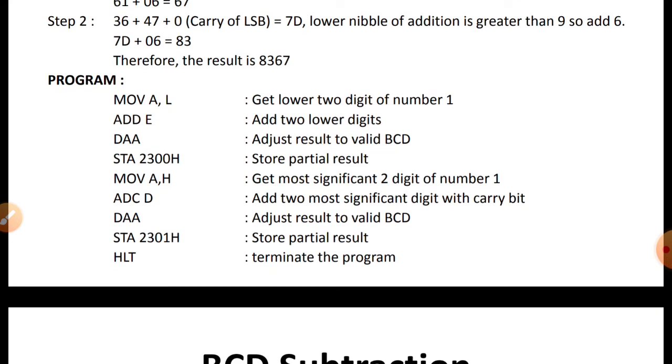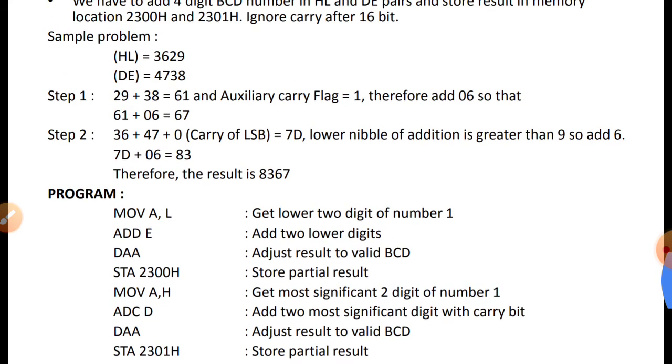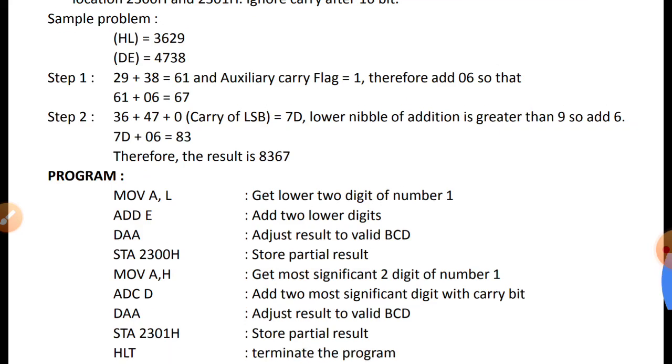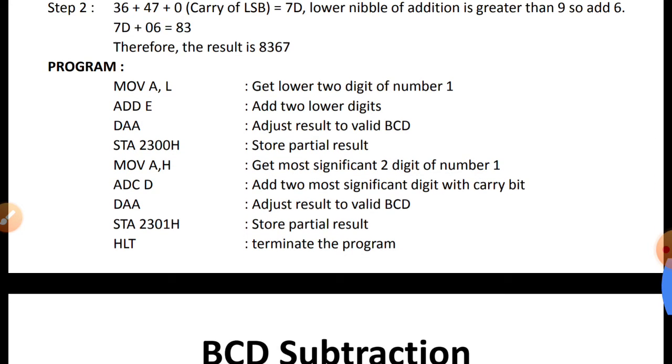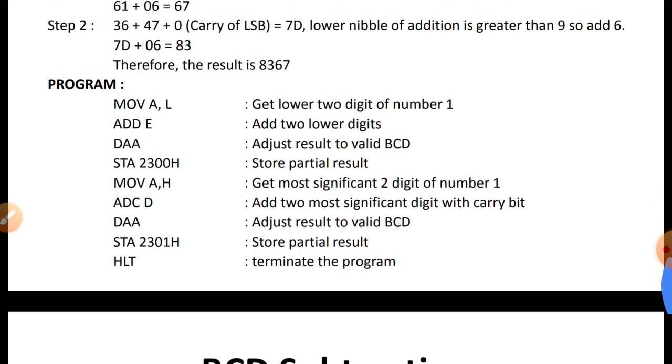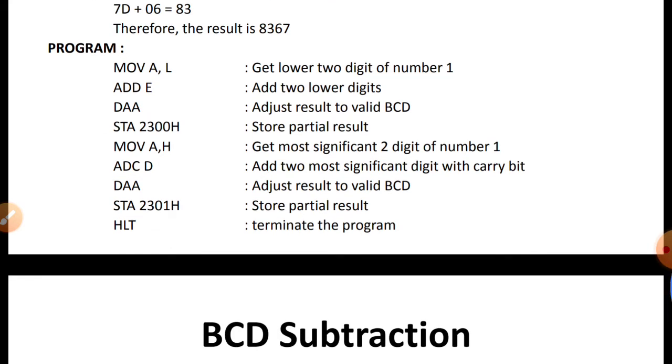Now, the program which is written, we will write in the same way as the sample in step number 1 and step number 2. First of all, the L register content will be copied into the A accumulator, and then we will add the content of E with the content of the accumulator, and whatever result we get, we will do the adjustment, and after the adjustment we will store the result at a certain memory location.